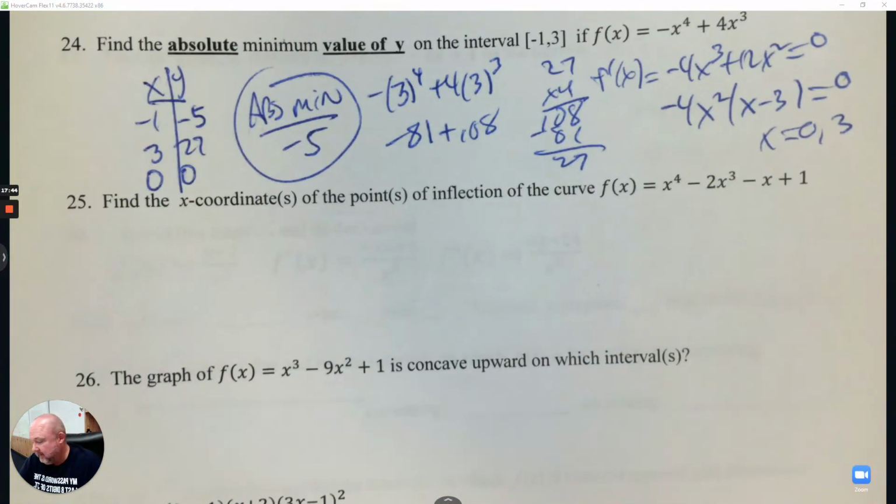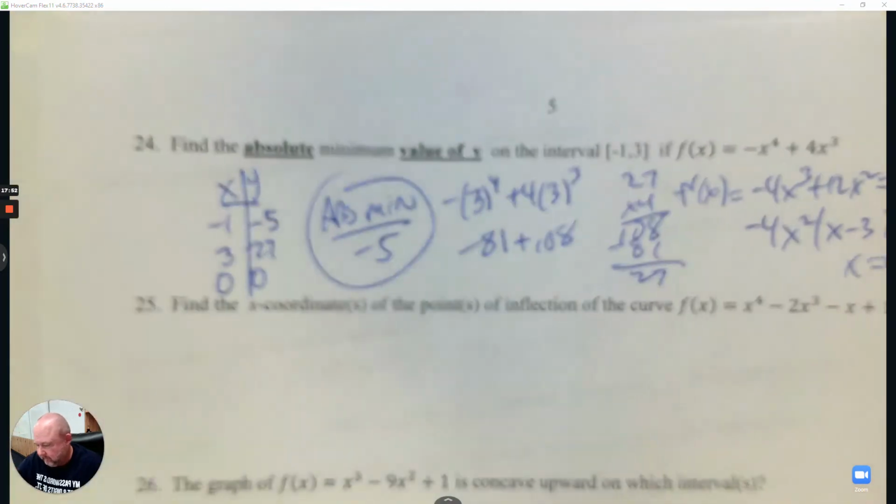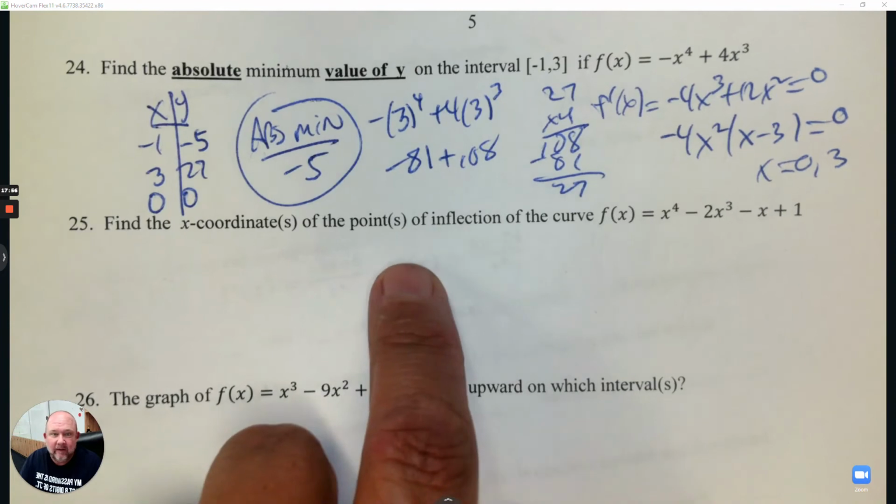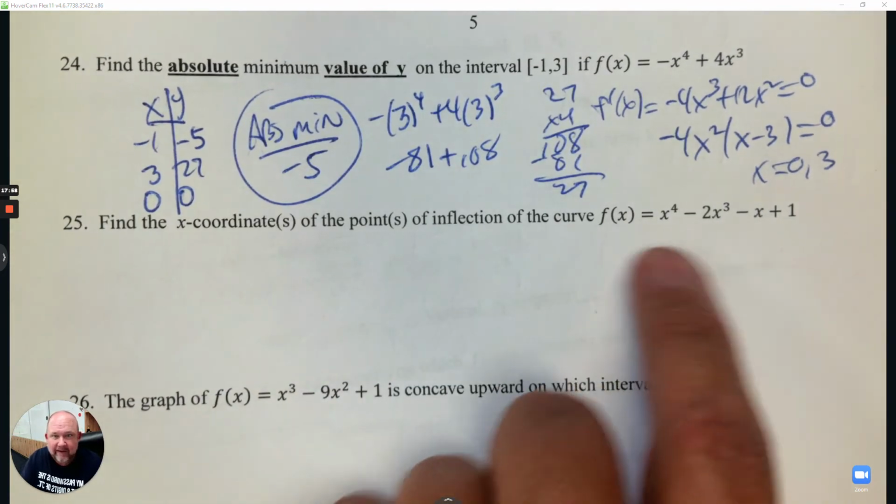All right, find the x coordinate of the point of inflection. See how far I'm going to go in this one video. It won't be all one video. I think this will be the last one. All right, so find the x coordinate of the point of inflection. So let's do that. How do I find that?